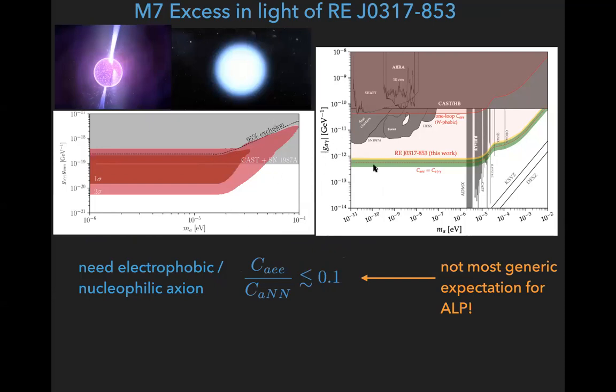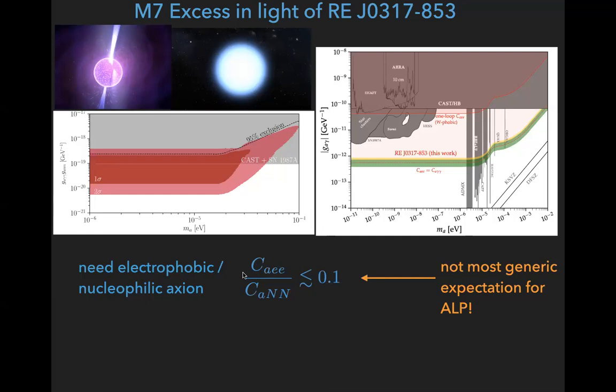But from these results, we can infer that we need the axion-electron coupling to be about 1/10 of the axion-nucleon coupling. And these are dimensionless numbers. So I would say this would be surprising in my opinion. It's of course possible because we don't know what the UV theory is, but it's not the first thing maybe you would think of.